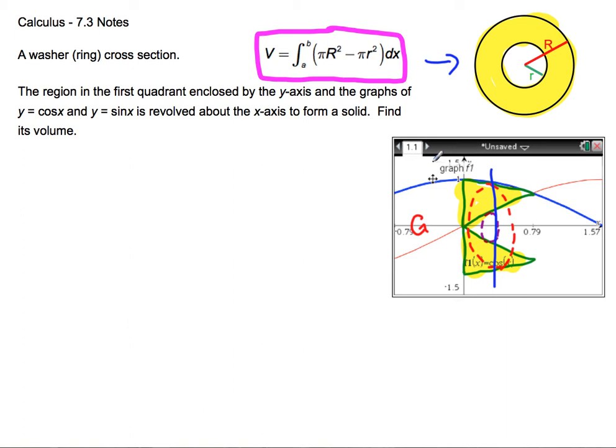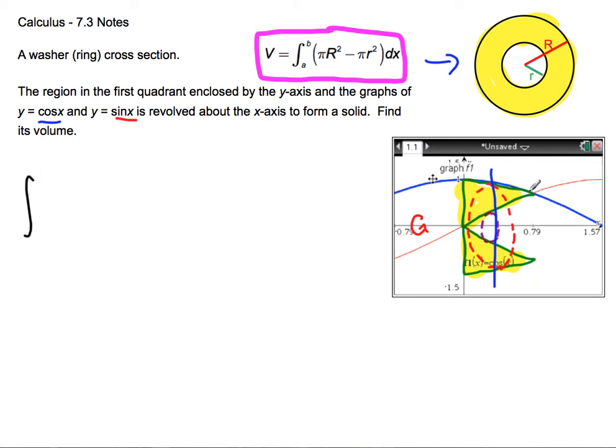And so we just need to know what that outer radius is. What's that big radius on this guy? Well, the big radius is going to be cosine x. That's your big radius. Your little radius is going to be sine x. And you can tell that by either looking at the graph or just remembering how things go. Either way, we'll set up our integral.